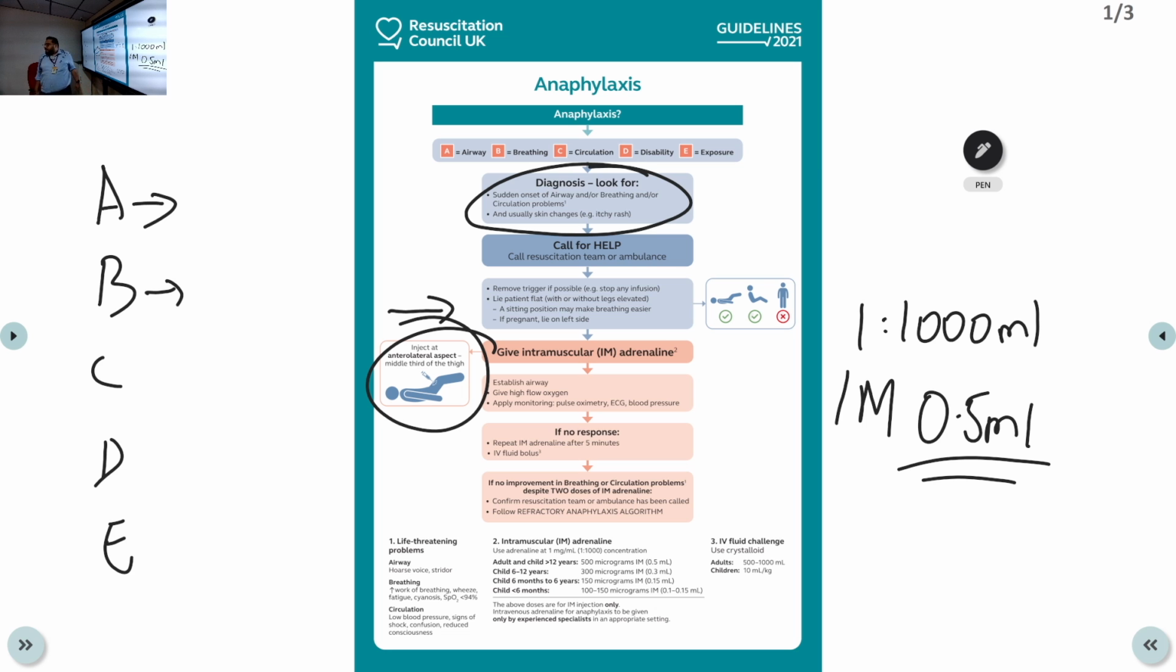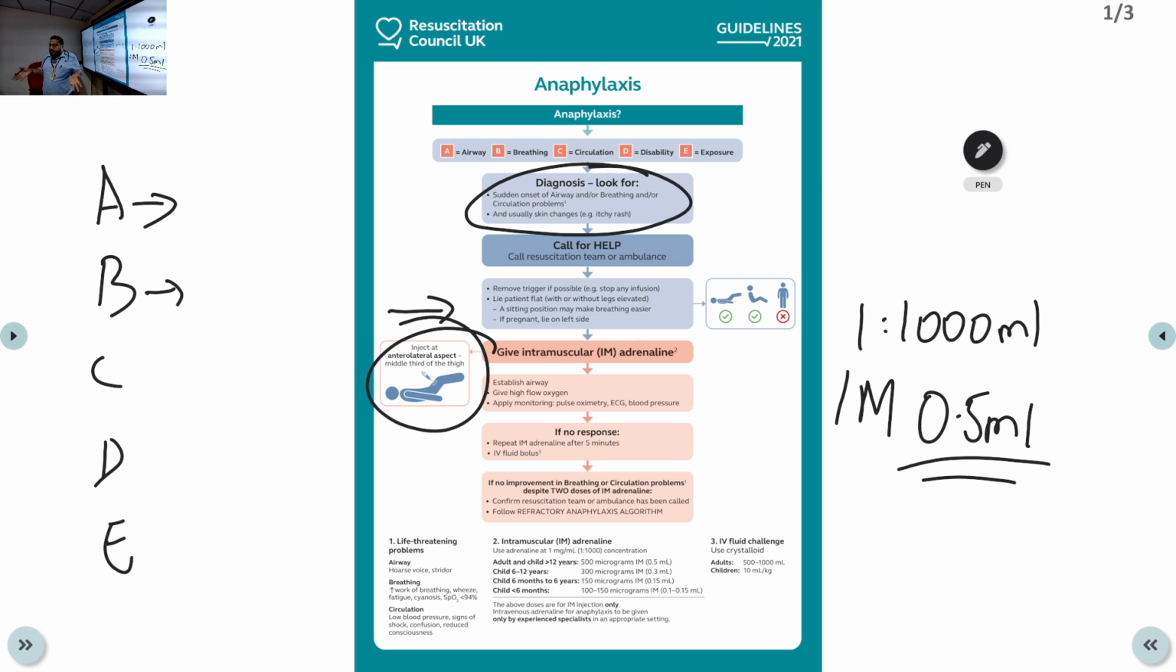If the airway is not patent, what do you have to do? Try intubation, or you have to go for a surgical airway in that situation. So these can be challenging things. Maybe you have to give oxygen, apply monitoring. You should not waste time taking monitors and all those things. You suspect anaphylaxis, the patient is not responding, pulse is there, give adrenaline immediately. There should not be any delay in giving adrenaline.